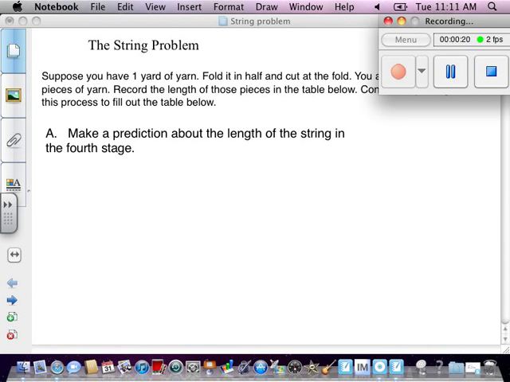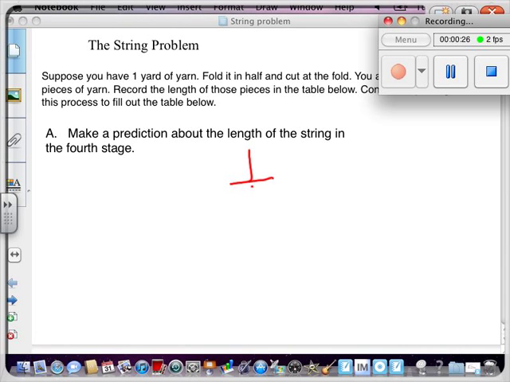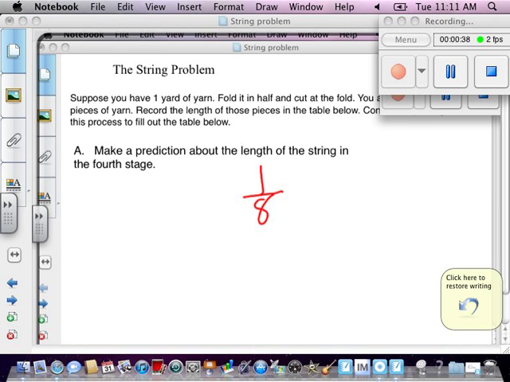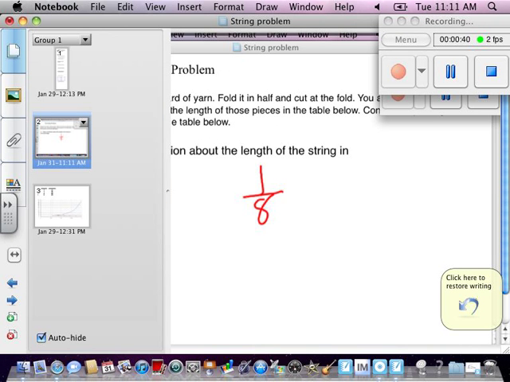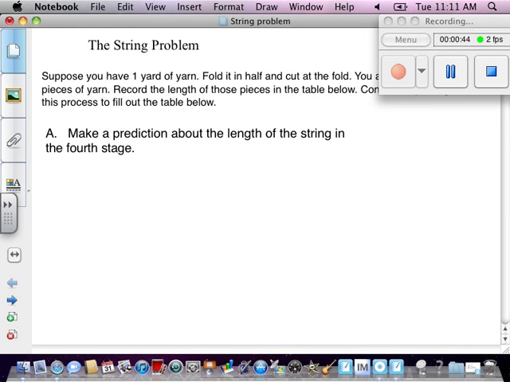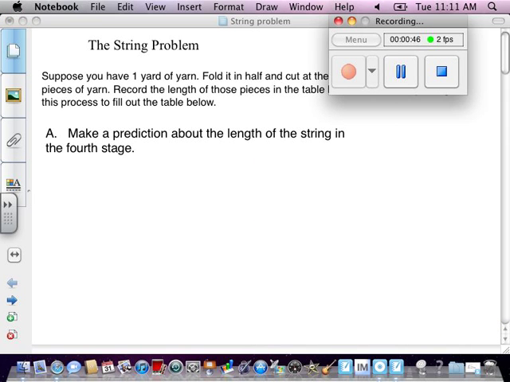So first we're going to make a prediction about the length of the string in the fourth stage. I'm going to believe that it is 1/8 as big, and we'll see if I'm right. Now we're going to fill out the table. All right, so my guess is 1/8. So we are going to look at filling out the table to figure out what it is each time.